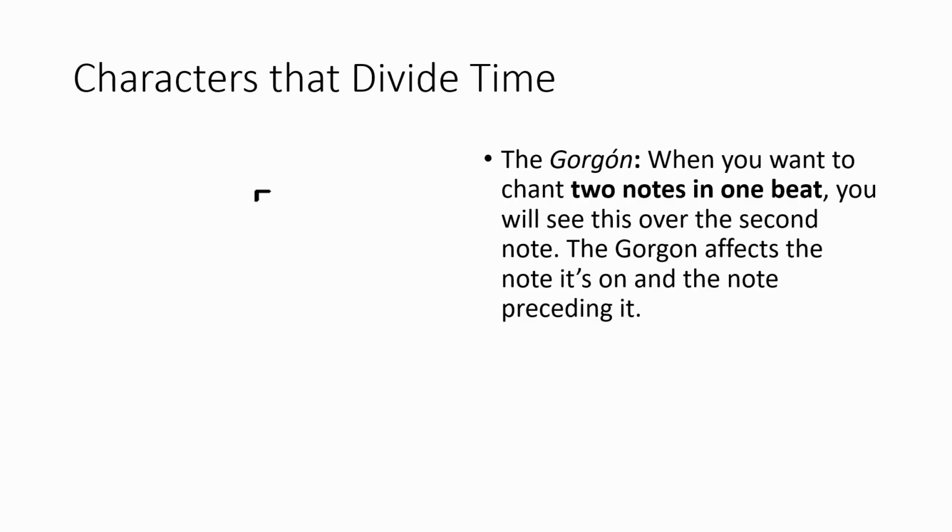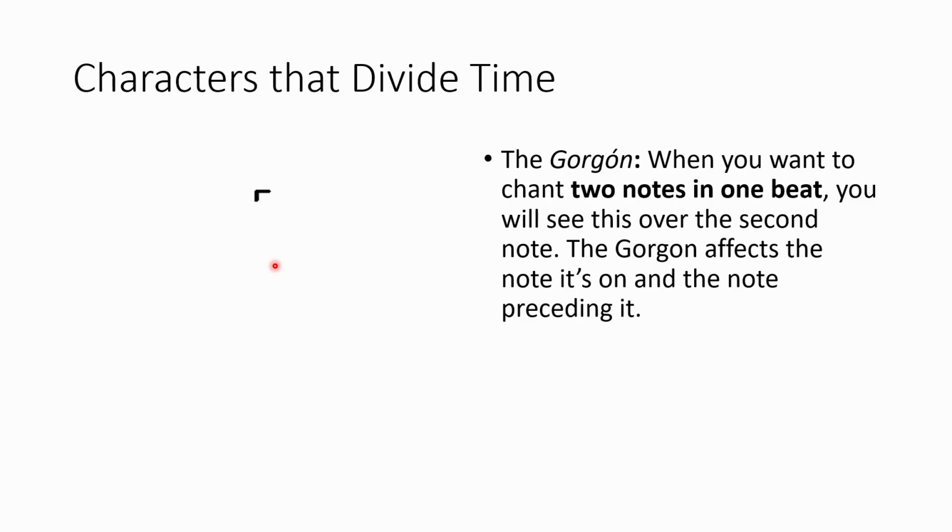And I give you the gorgon. The gorgon, which is this guy right here. It looks like a little gamma, the Greek letter gamma, and it divides time in Byzantine music by 2. So when you want to chant 2 notes in one beat, you will see this symbol over the second of the 2 notes in the music. So the gorgon affects the note it's on and the note preceding it.